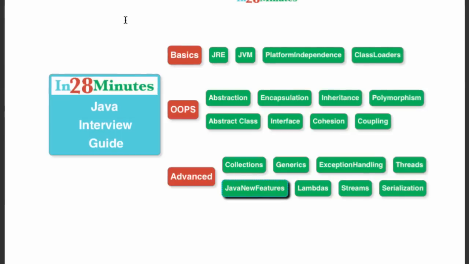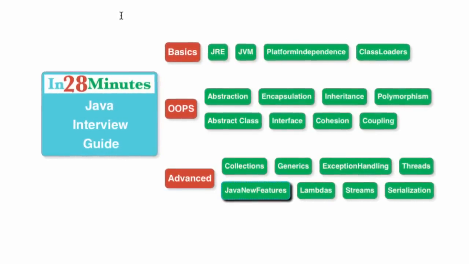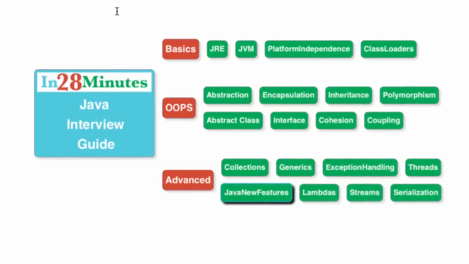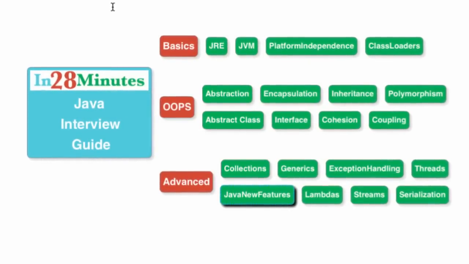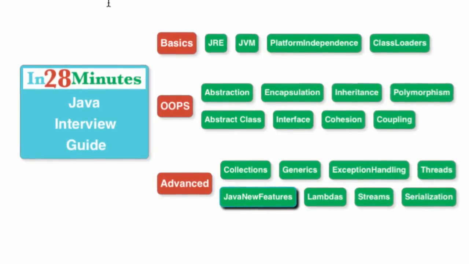We talk about Java platform, JRE, JVM, platform independence. We talk about object-oriented programming, abstraction, encapsulation, inheritance, polymorphism. We talk about abstract class, interfaces, cohesion, coupling, and we also discuss collections, generics, threads, exception handling. And we end the course by discussing the Java 8 new features on functional programming, lambda expressions, and streams.